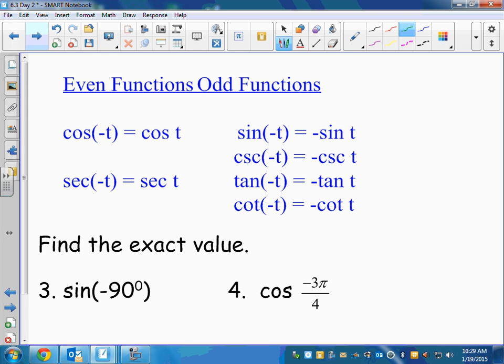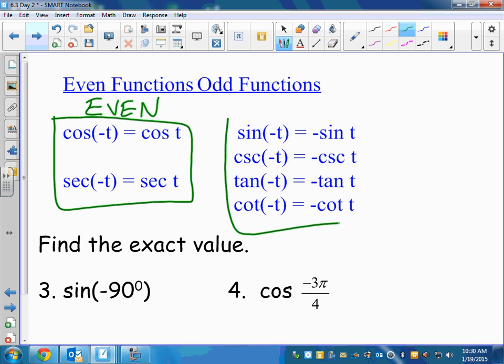So these two functions are even. Maybe I should have broken it up like that. Think about x squared. X squared is an even function because when you plug in a negative, you get back the same thing that you started with, right? -2 squared is the same as +2 squared. Cosine and its reciprocal secant are the only two even functions, which means no matter what negative you plug in, you get the same thing as if it was a positive. I'm going to show you down here what that means for us.